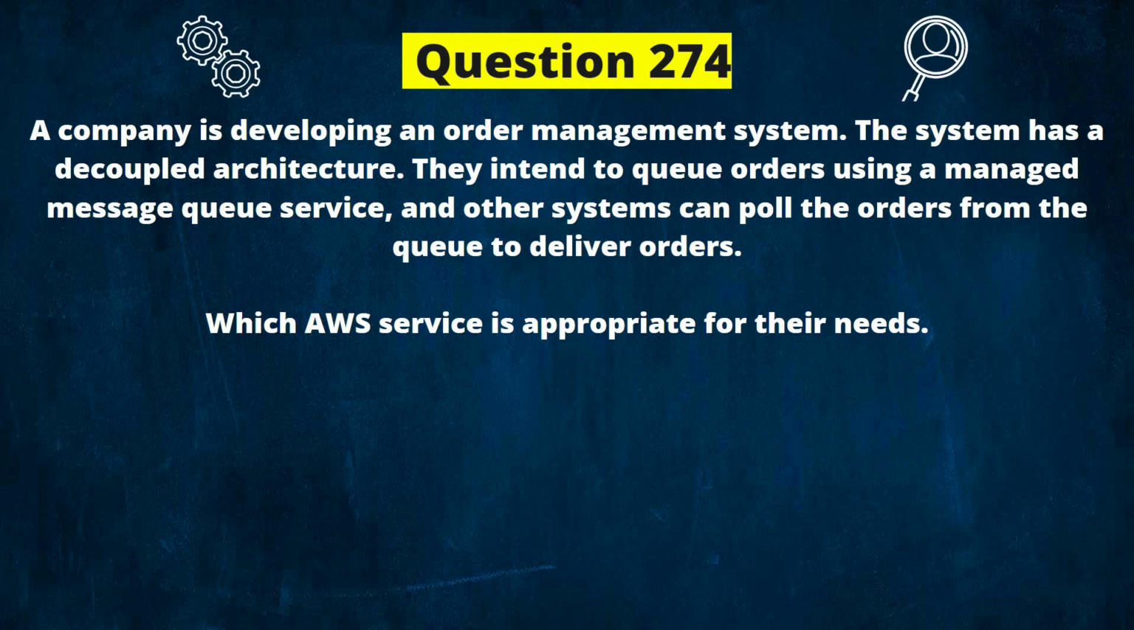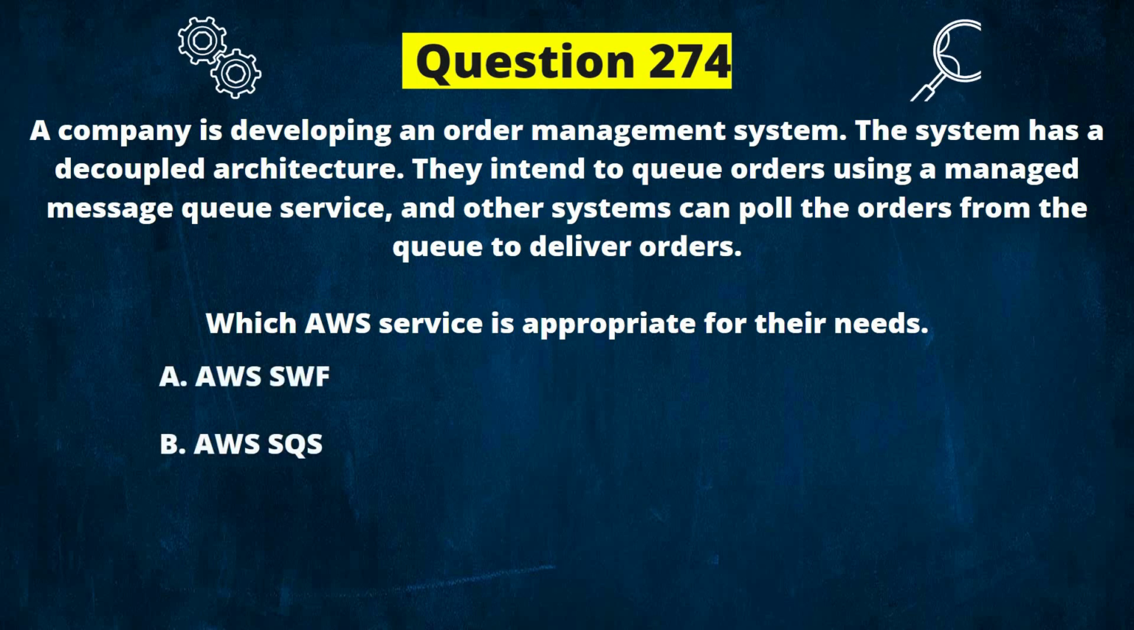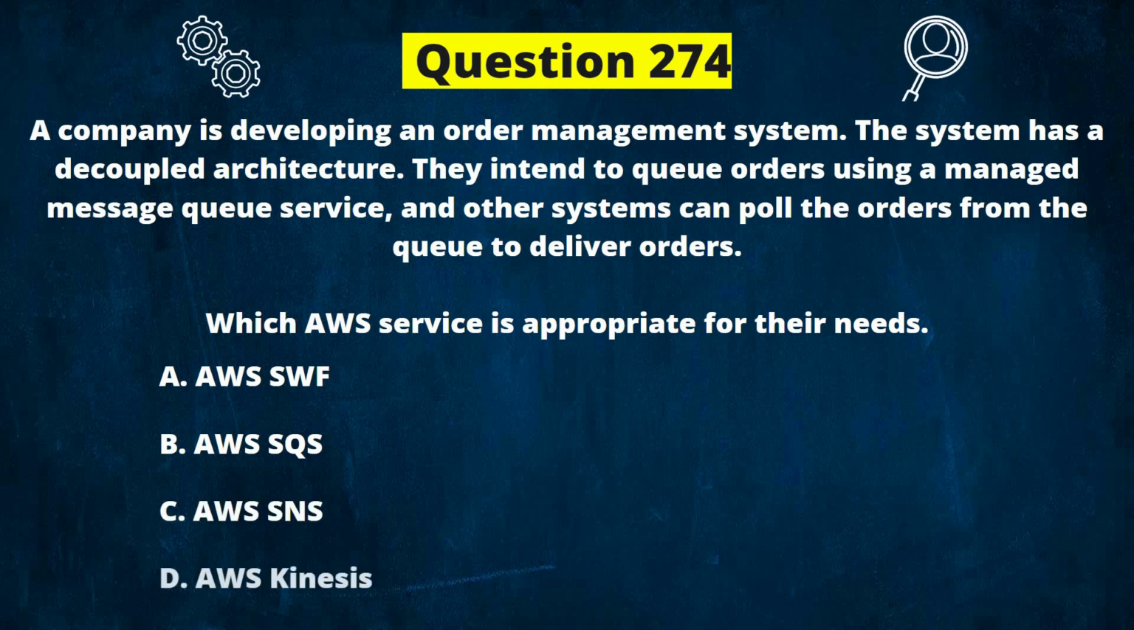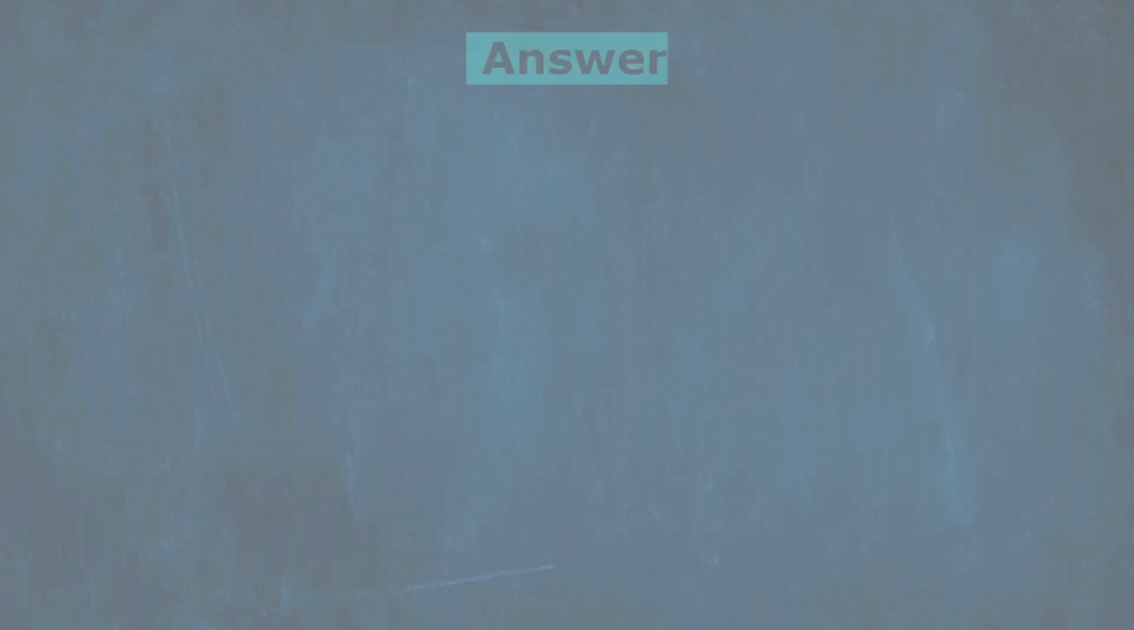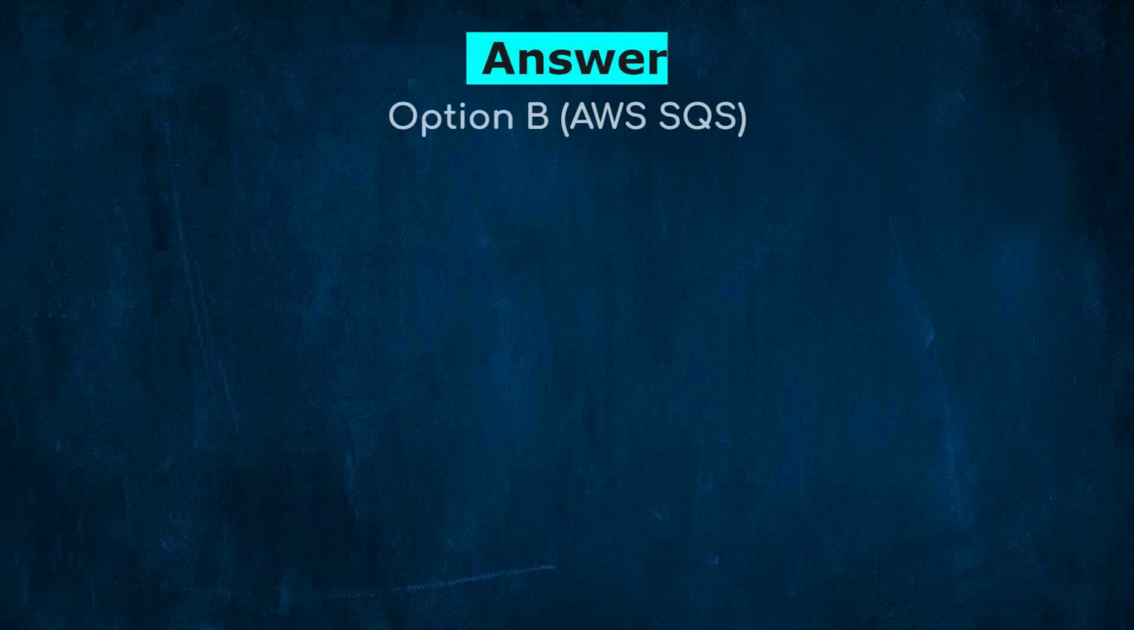They intend to queue orders using a managed message queue service, and other systems can pull the orders from the queue to deliver orders. Which AWS service is appropriate for their needs? And the options are: A. AWS SWF, B. AWS SQS, C. AWS SNS, D. AWS Kinesis. And the correct answer is option B.